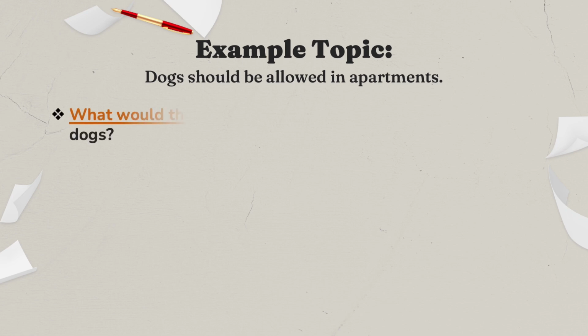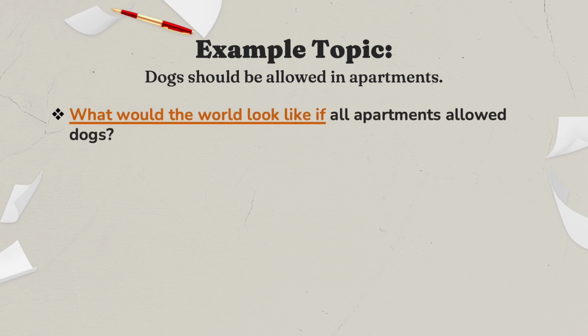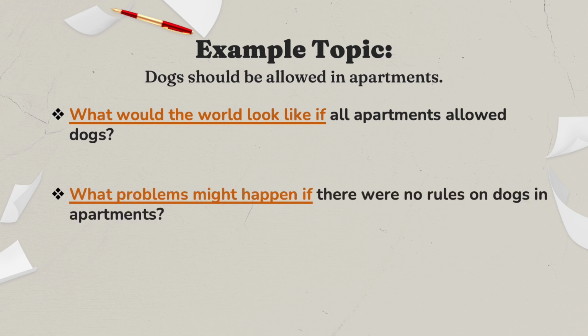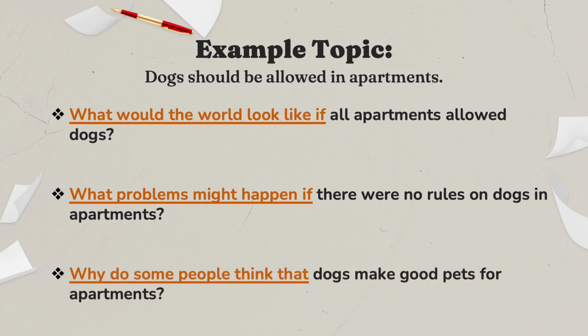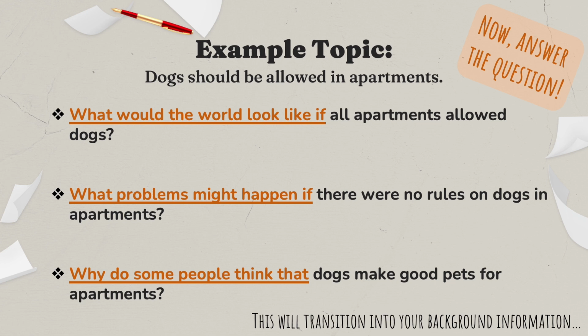So our first question, what would the world look like if all apartments allowed dogs? What problems might happen if there were no rules on dogs in apartments? Why do some people think that dogs make good pets for apartments? However, when you ask a question, you have to answer the question because this will transition into your background information. So that's still part of your hook.